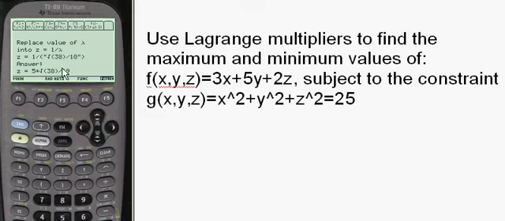And for the third equation, here's the answer for z. We place this into the f of x, which we're doing here. F of it is equal to 5 times square root of 38. It's 3x plus 5y plus 2z. The maximum is equal to 5 times square root of 38. Okay, that's the answer.